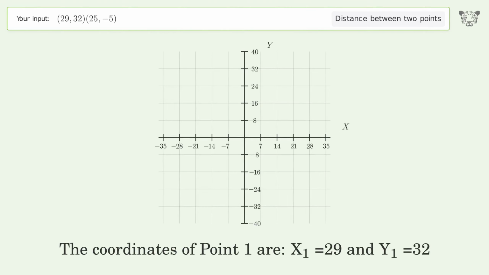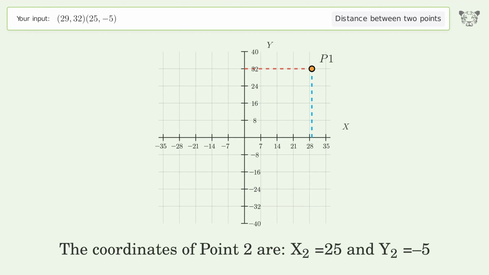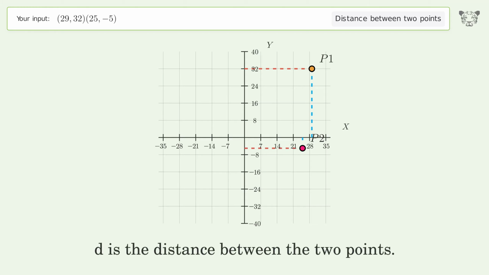The coordinates of point 1 are, x1 equals 29 and y1 equals 32. The coordinates of point 2 are, x2 equals 25 and y2 equals -5. D is the distance between the 2 points.